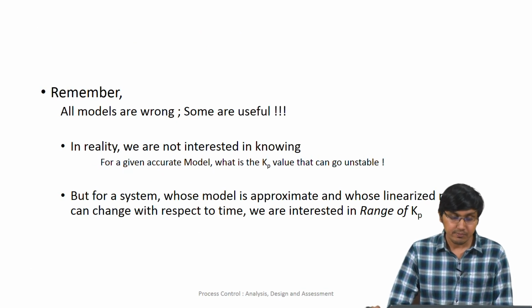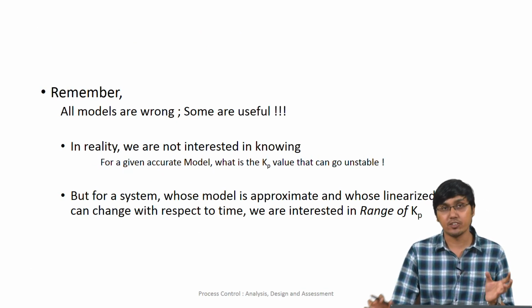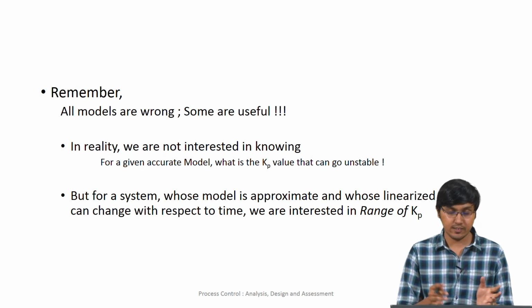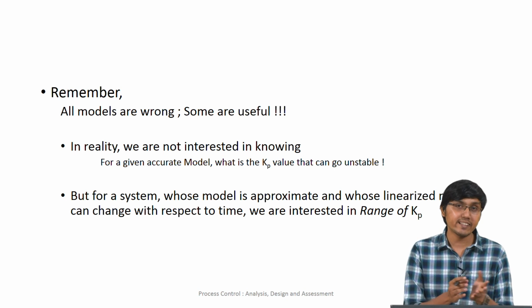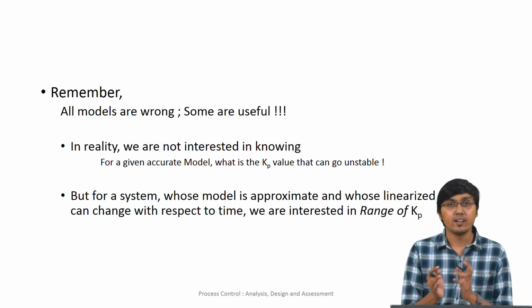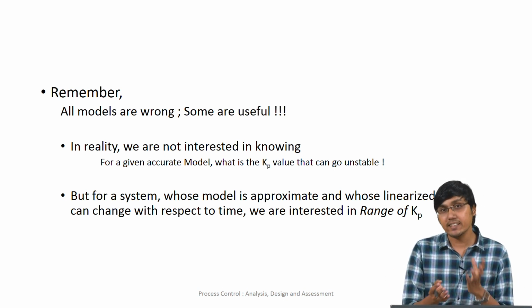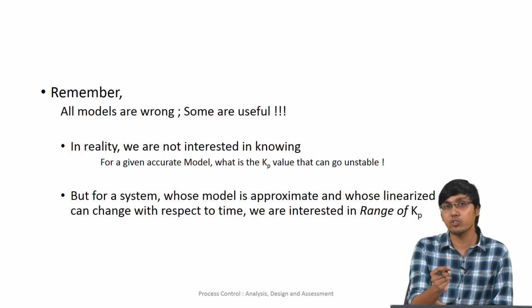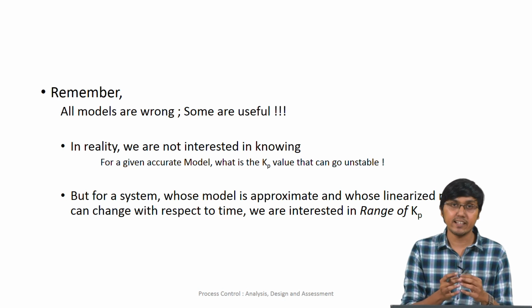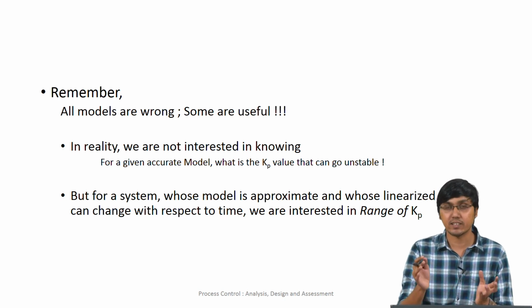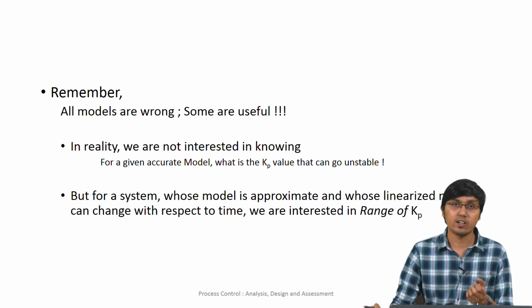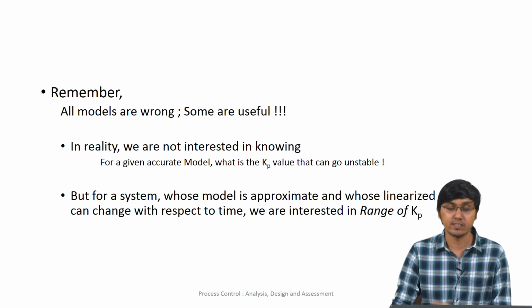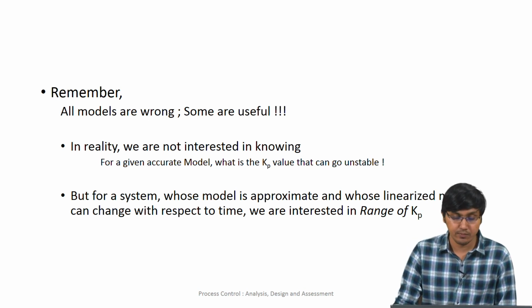So again, to summarize from the previous lecture: why are we interested in the range of Kp? Because the model itself, the transfer function itself, is an approximation. So we are not interested in the particular value of gain at which it goes unstable, but in a qualitative understanding of what value of gain the system goes unstable, etc. That is what this analysis will give us in a better way.